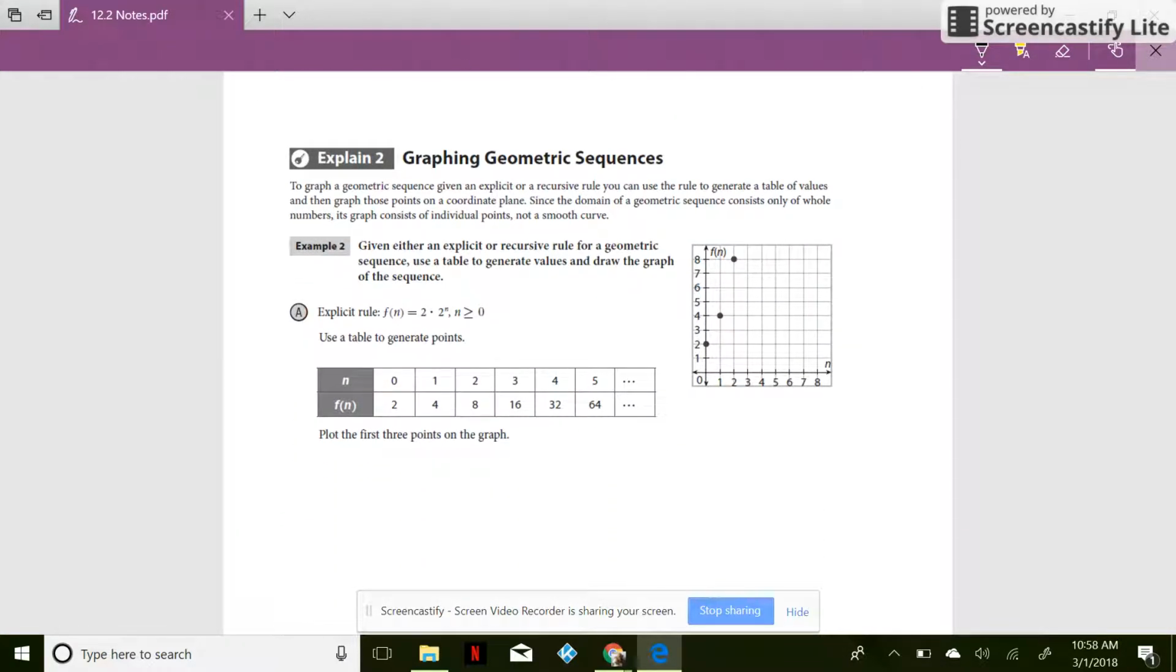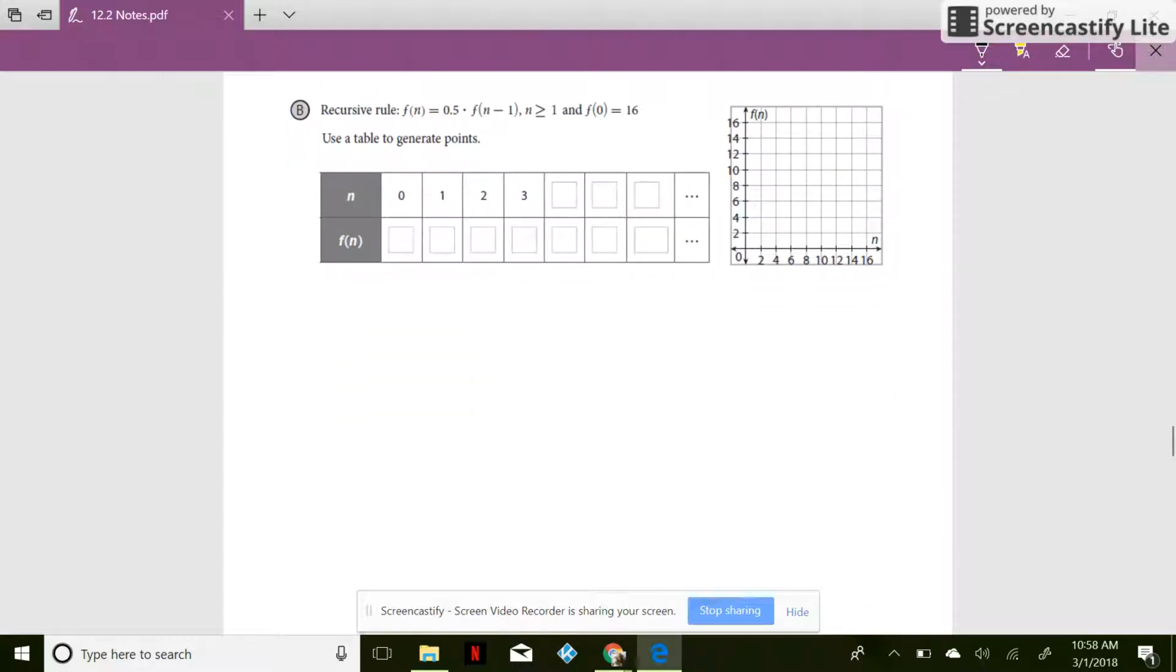We can also graph these geometric sequences. So again, they'll give you the function. All you have to do is plug in some values and graph and see what you get. So here we've got the recursive rule, f of n is equal to 0.5 times f of n minus 1 for n greater than or equal to 1, and f of 0 equals 16. So what they're telling us here is that our original point is 16. So at f of 1, we take 0.5 times the previous answer. So 0.5 times 16, so f of 1 would be 8.